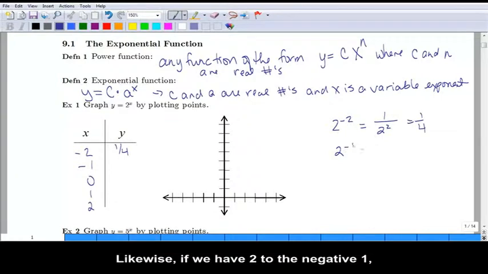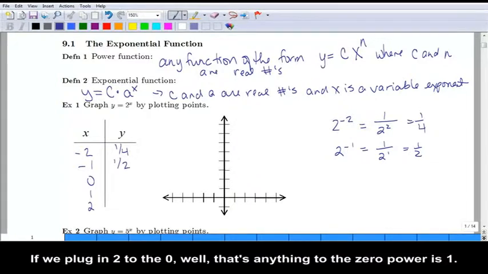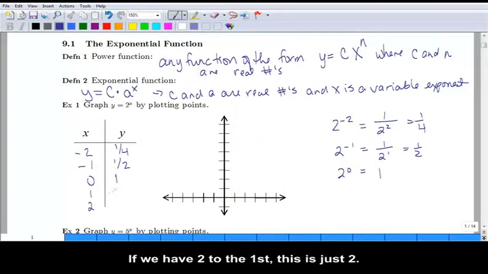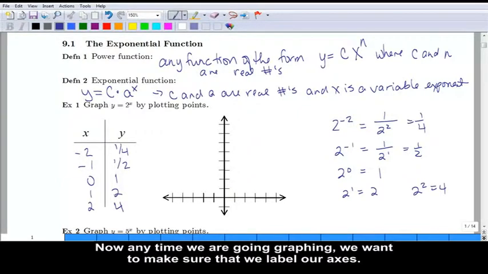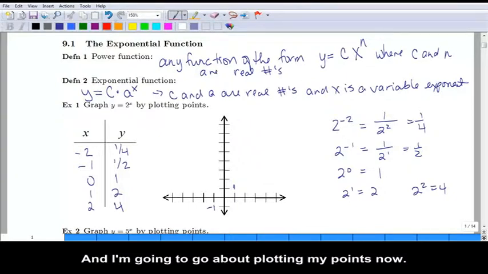Likewise, if we have 2 to the -1, that's going to flip it over to be 2 to the first, which is just 1/2. If we plug in 2 to the 0, well, anything to the 0 power is 1. If we have 2 to the first, this is just 2. And if we have 2 squared, we get 4. Now, anytime we are graphing, we want to make sure that we label our axes. So I'm going to say that this is 1 and this is -1. And I'm going to go about plotting my points now.